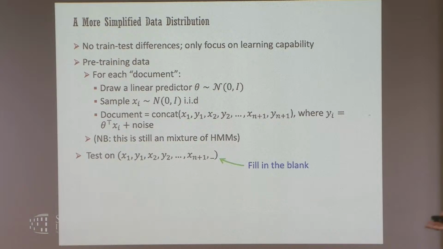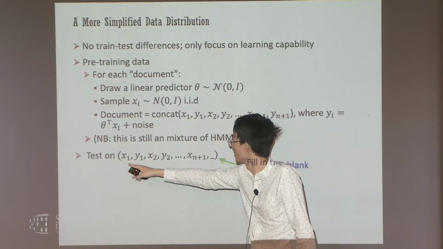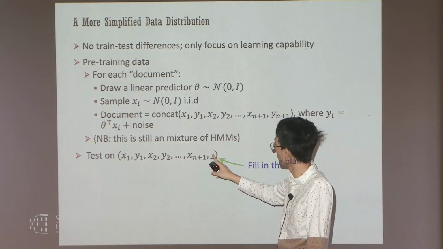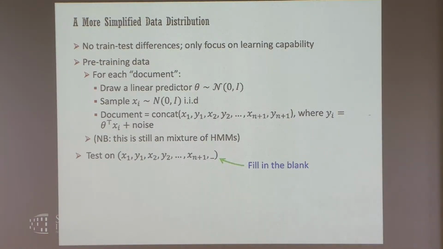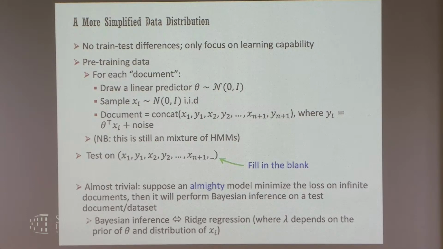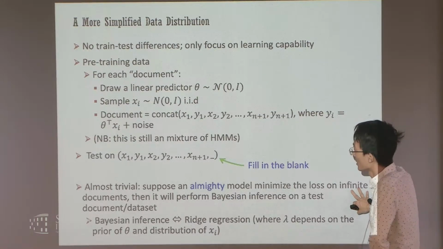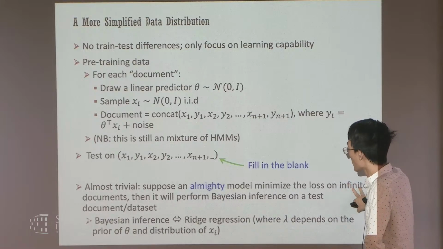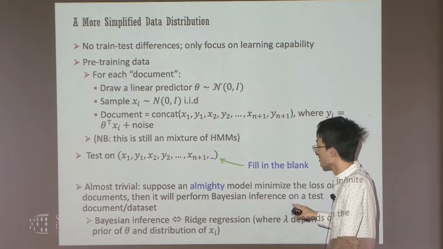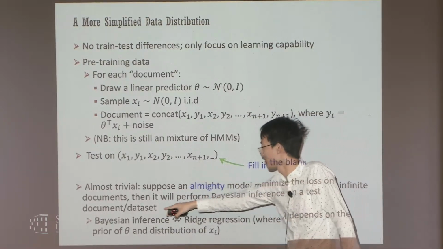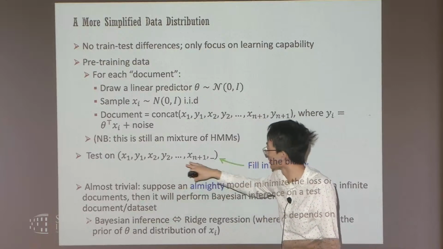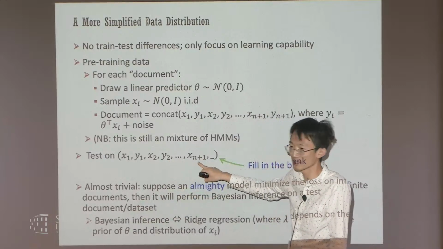And when you test, it's exactly the same way. You just say I'm giving the prefix up to here, and then I ask the model to fill in the blank for the last one. And if it fills it in correctly, it means that you are learning the linear predictor theta in some sense. Again, it's almost trivial, using the same argument. If you have an almighty model which minimizes the loss on infinite documents, then it will perform Bayesian inference on a test document, which is actually a data set. Sometimes I say it's a document, but it's also a data set because you have n training examples and one test example.